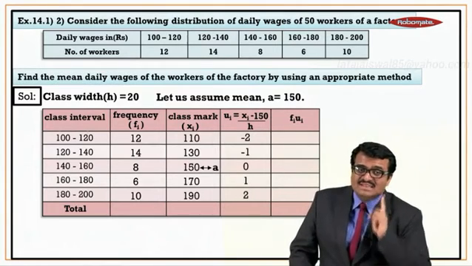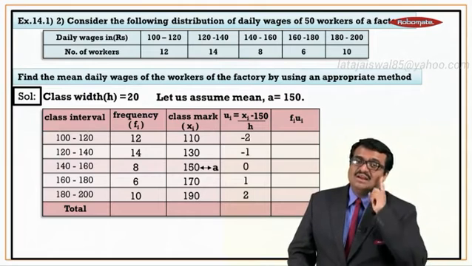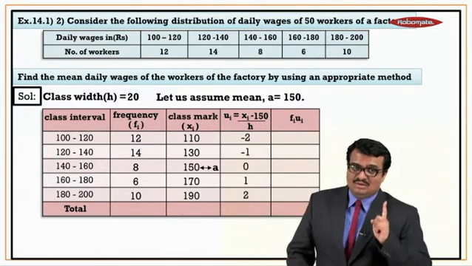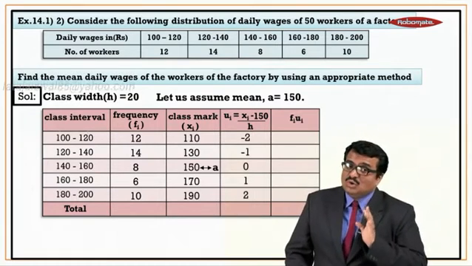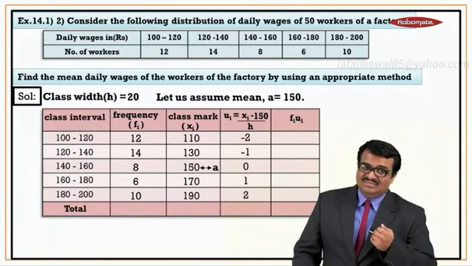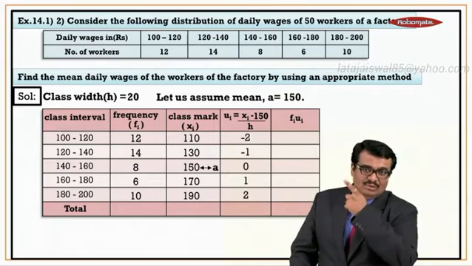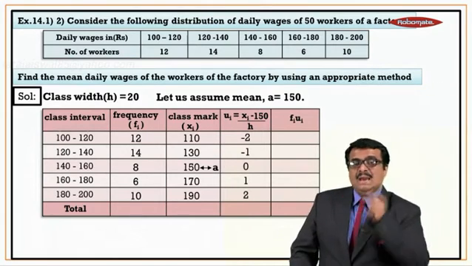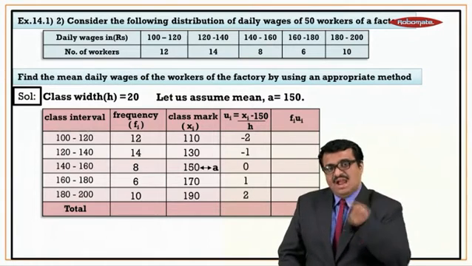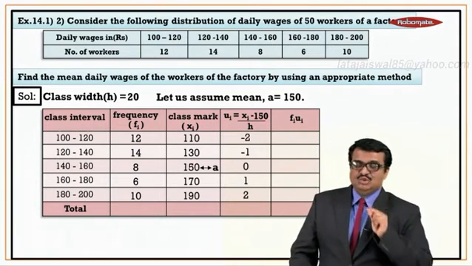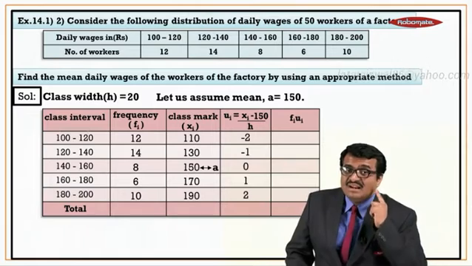But when will you apply this easy way? Only when your class width is the same throughout. If your class width is different, don't do it like this. Don't add and get the ui. You will have to literally calculate ui is nothing but xi minus a upon h. Put the value of xi, put the value of a, and put the value of h, and calculate each ui if your class widths are different.